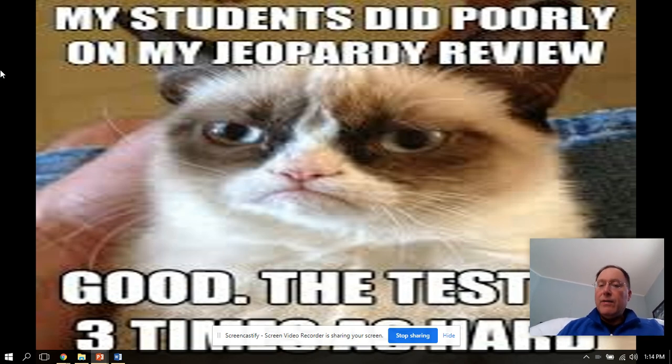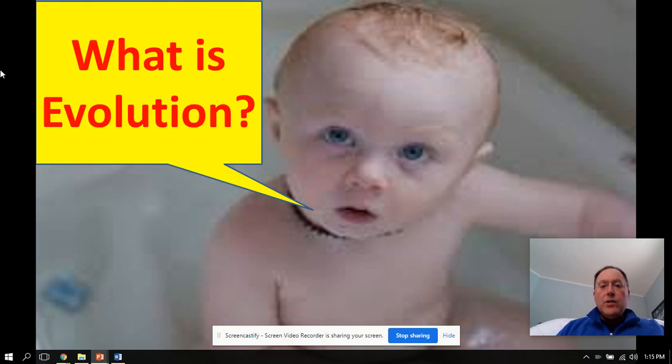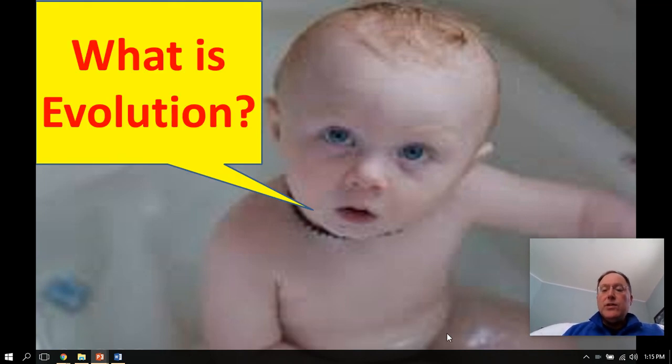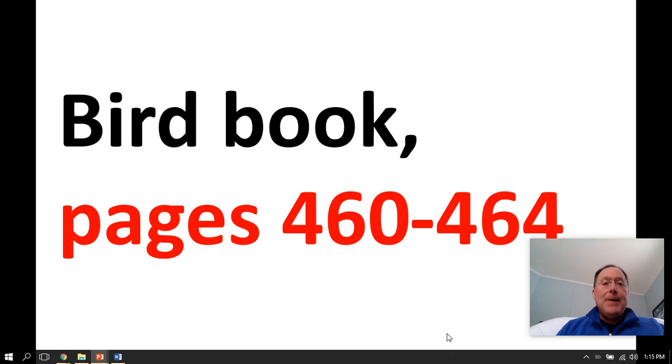Here's the review for the evolutionary test. Make sure that you understand what evolution is. Evolution is just the change in allele frequency in a population over time. That just means that the DNA changes in a population and then the population is able to evolve. And that happens over time for sure.